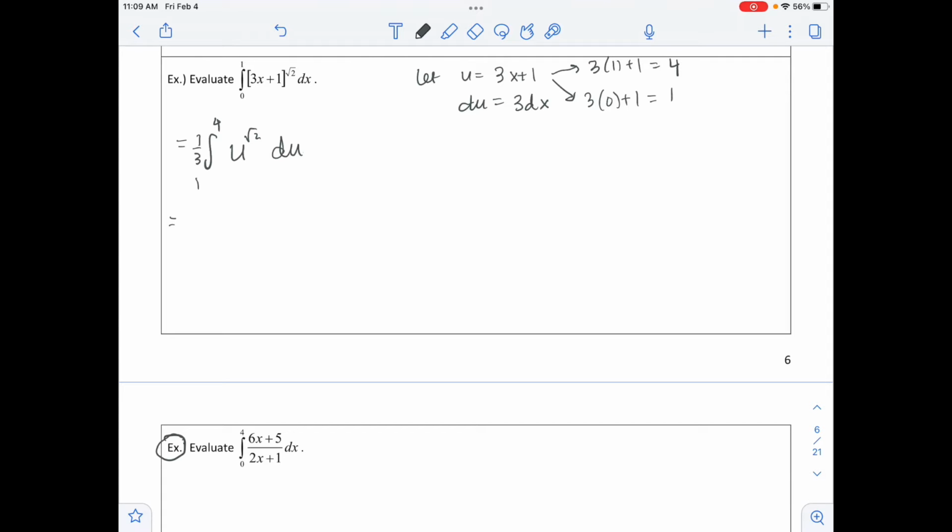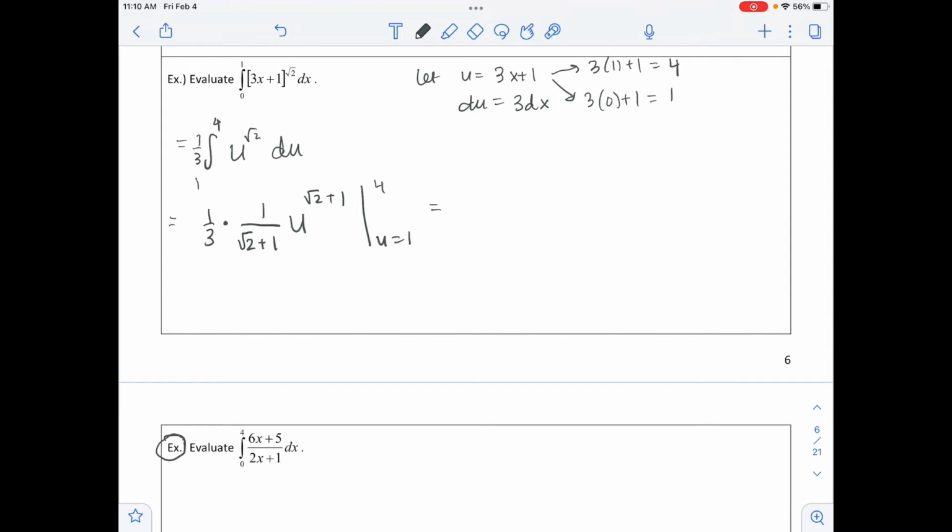From here, you can integrate. This is just using the power rule. Remember, you add 1 to the exponent since it's just a number and divide by that same value. So I do have the 1/3 times, and it's now going to become u to the square root of 2 plus 1. And I'm going to multiply by the reciprocal of that value or divide by it, which is 1 over rad 2 plus 1. And from here, I can evaluate this from u equals 1 to 4.